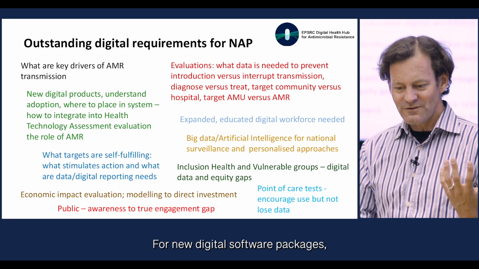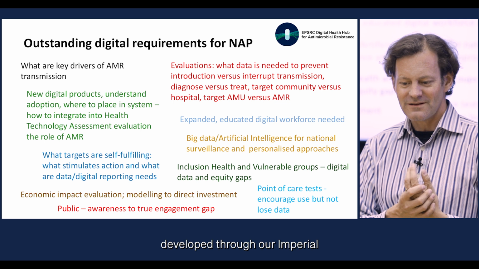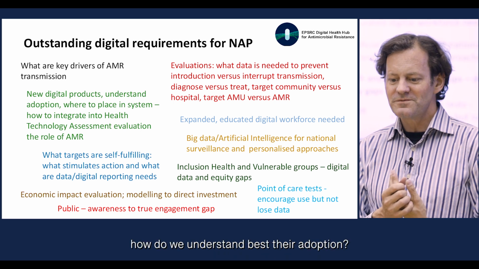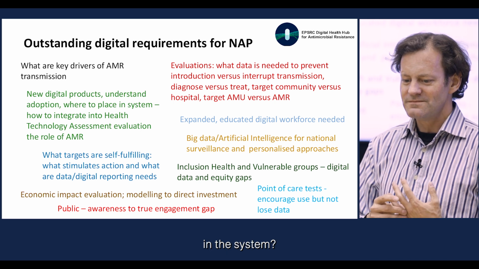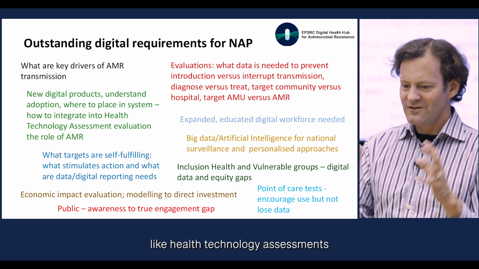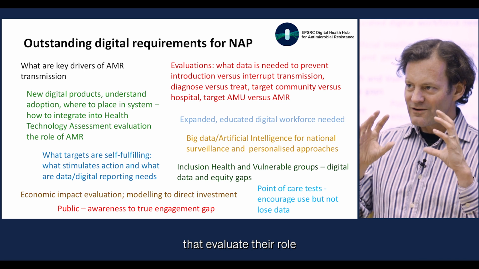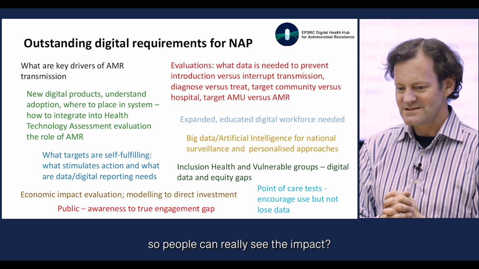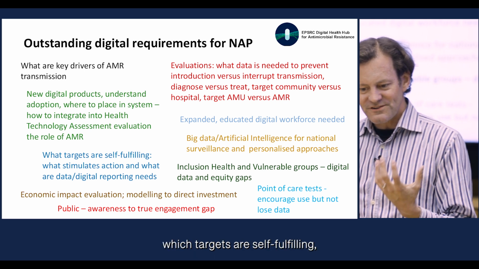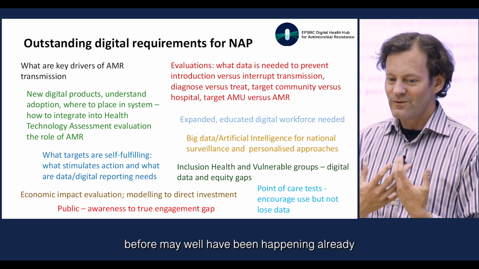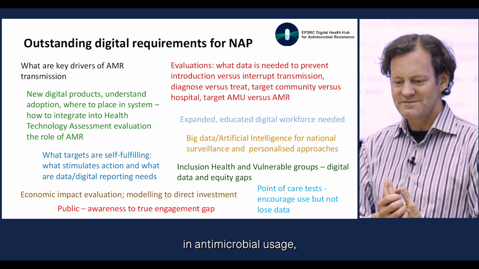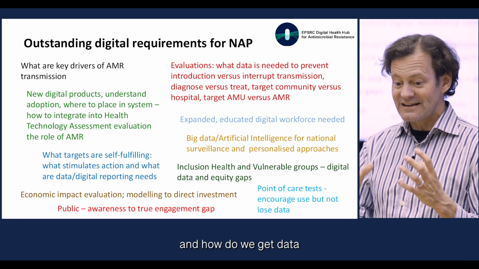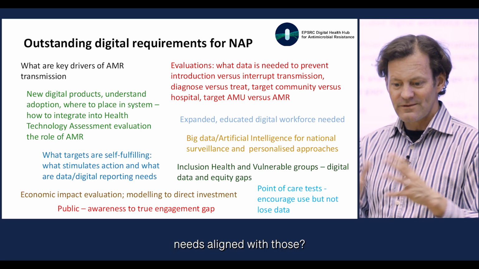For new digital software packages, like the really interesting ones developed through our Imperial College partners, how do we understand best their adoption? Where do they place themselves in the system? How do we integrate them within things like health technology assessments that evaluate their role within prevention of AMR and getting a cost attached to that so people can really see the impact? Trying to figure out which targets are self-fulfilling. Some of those that we had before may well have been happening already, like the trends in antimicrobial usage, or what really stimulates action, and how do we get data and digital reporting needs aligned with those.